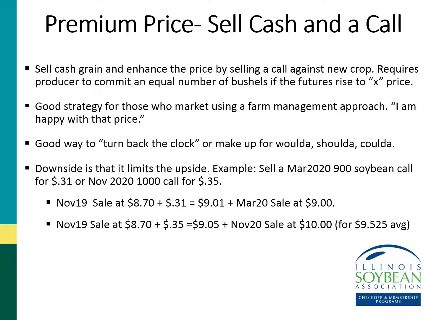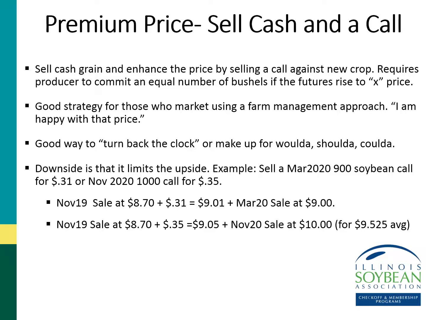Now, on the other hand, we can do this across marketing years. If we say, well, not sure about the crop this year, not sure I'll have additional bushels to commit should that strike get hit, we can also use next year's calls to do the same thing. So November 19 sale, again, at $8.70. But this time, we're going to sell the November 20 $10 call for 35 cents. So this again gets us over $9 for the beans we sell this year: $8.70 on the futures, 35 cents for the call premium, gets us $9.05 today.